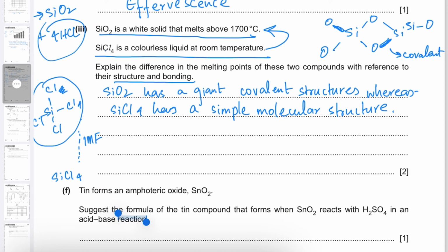Where the intermolecular forces are not as strong as the covalent bond strength. Therefore, silicon chloride will need much less energy to overcome its intermolecular forces compared to the energy that is required to break the strong covalent bonds in silicon dioxide.